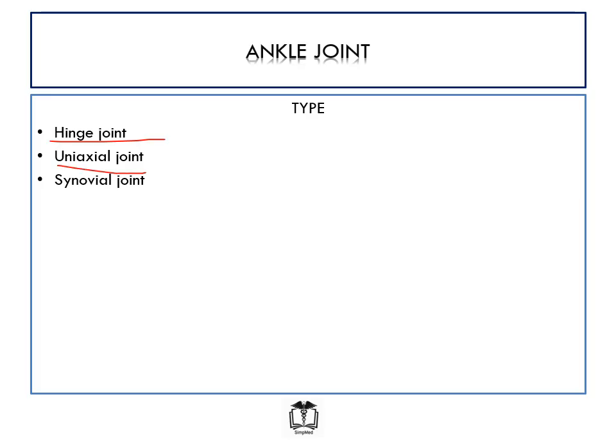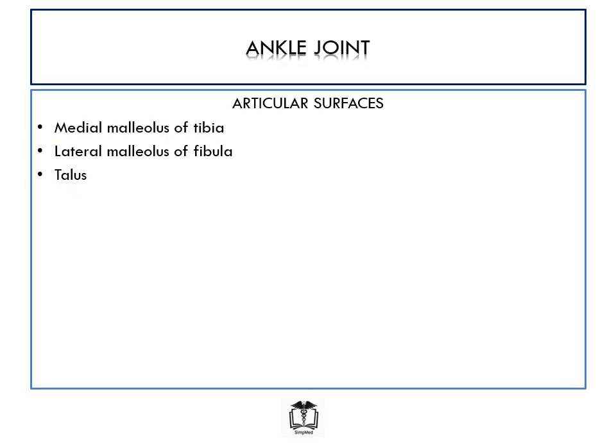It's uniaxial, so it's involved in movement at one plane, and it's synovial in form. And we'll talk about the different components of the ankle joint in terms of its synovial complex. The articular surfaces of the ankle joints include the medial and lateral malleolus of the tibia and fibula respectively, and then the superiormost part of the talus.